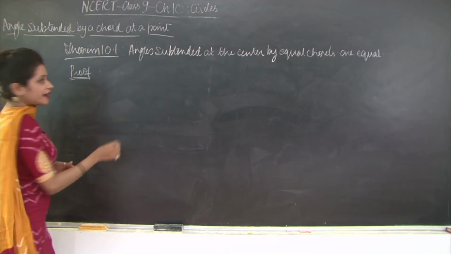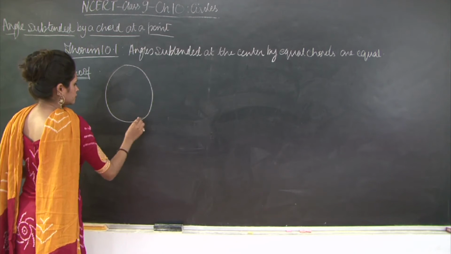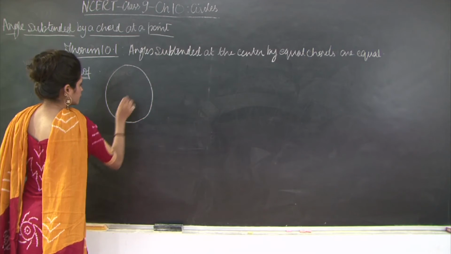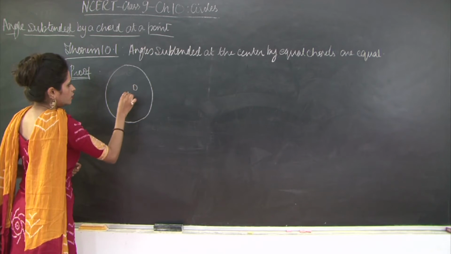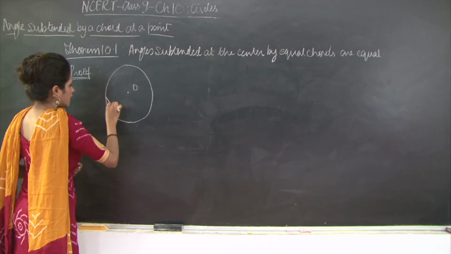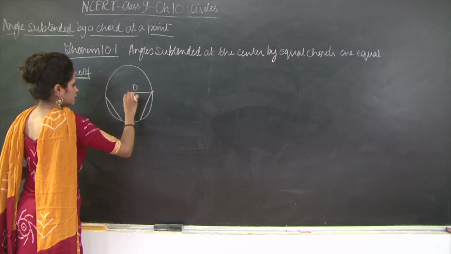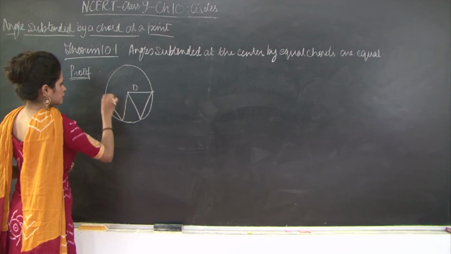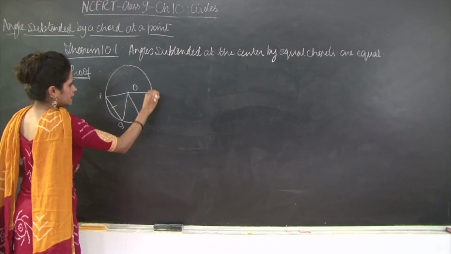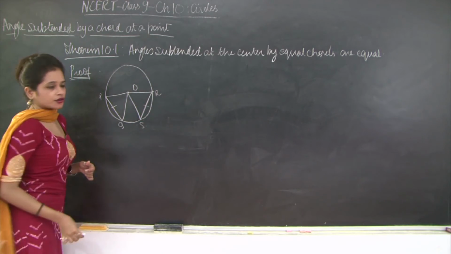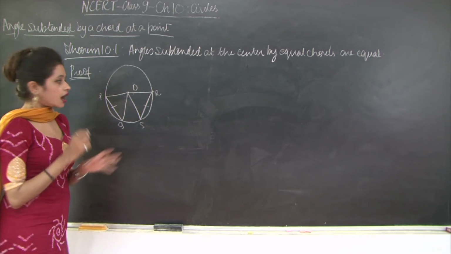and I'll draw my circle first. So this is going to be my center, let's say O. Then I will take two equal chords, such that, so I'll call this PQ and RS. Okay, I need to prove that these two angles are equal to each other. So how will I prove that?